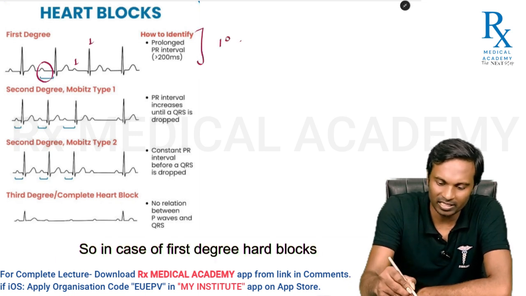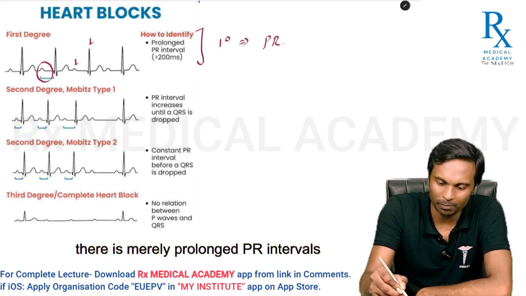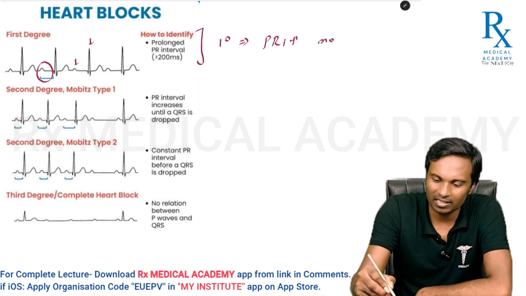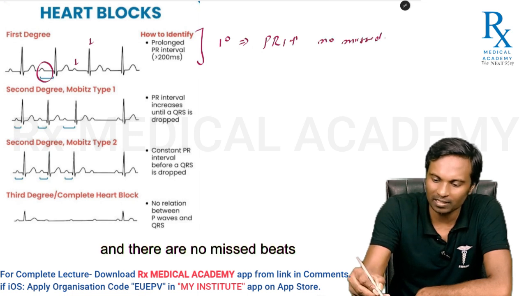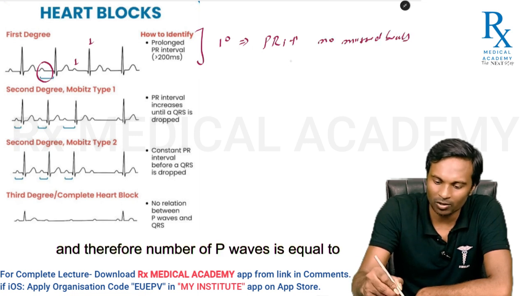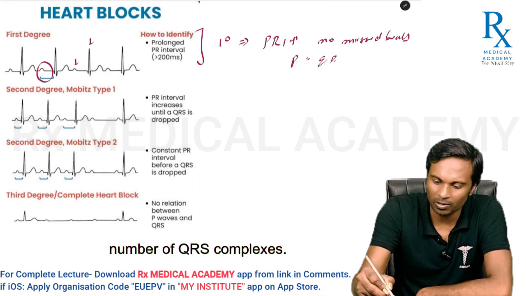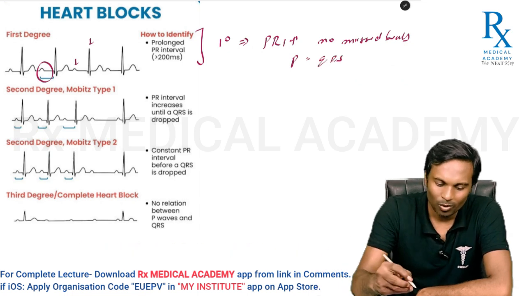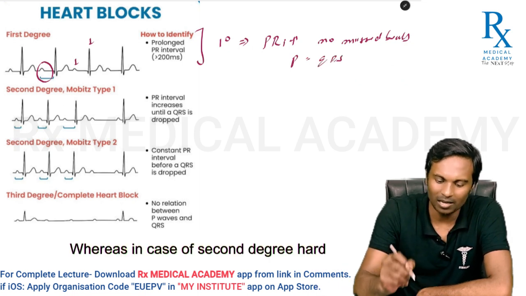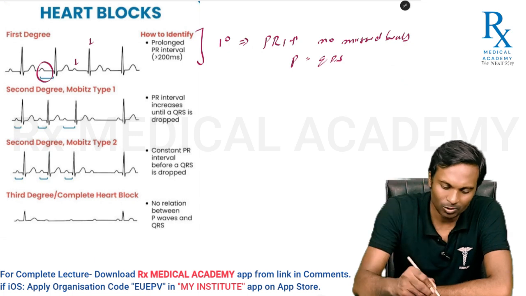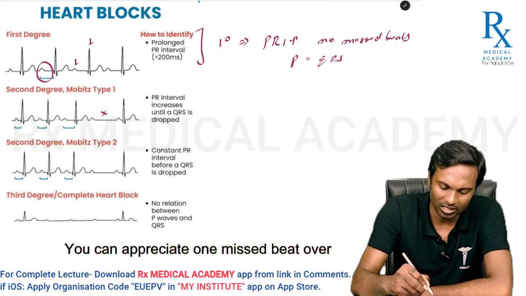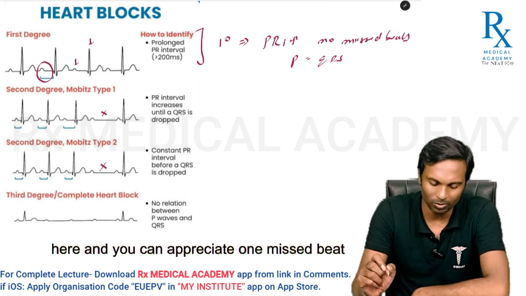So in case of first degree heart blocks, there is merely prolonged PR intervals and there are no missed beats, and therefore number of P waves is equal to number of QRS complexes. Whereas in case of second degree heart blocks, there are missed beats. You can appreciate one missed beat over here and you can appreciate one missed beat over here.